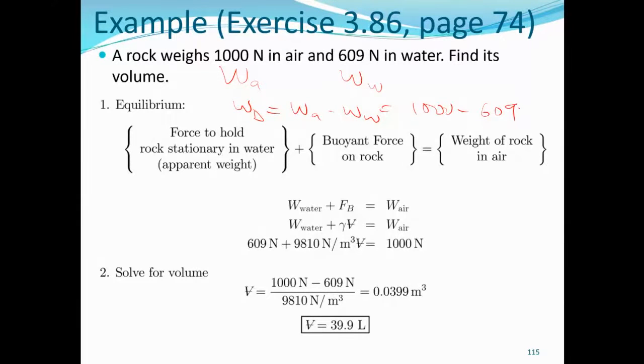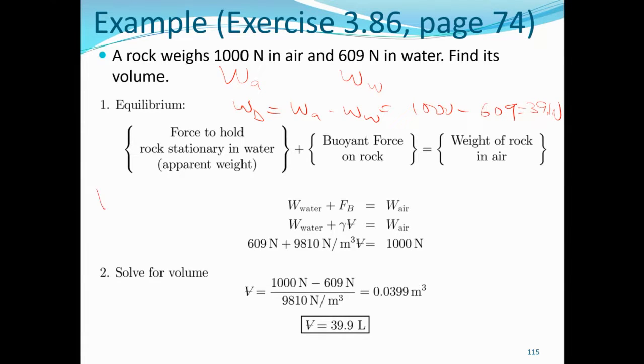391 Newton. So this is the weight of liquid displaced, okay? And this weight of liquid displaced is equal to the weight of the body. So simply, this is the weight of the liquid displaced.